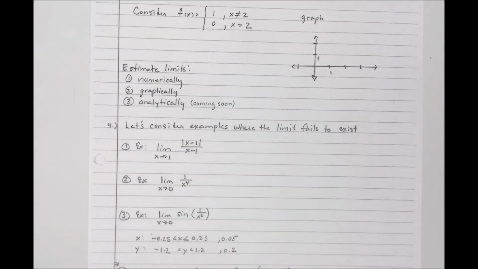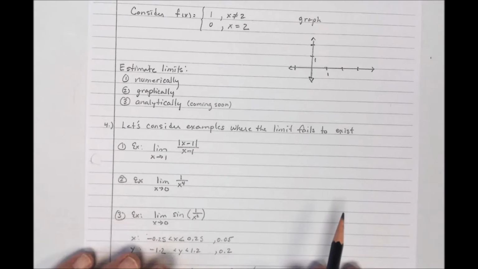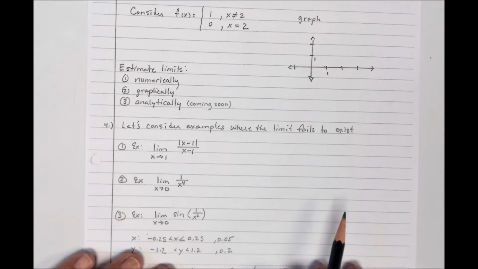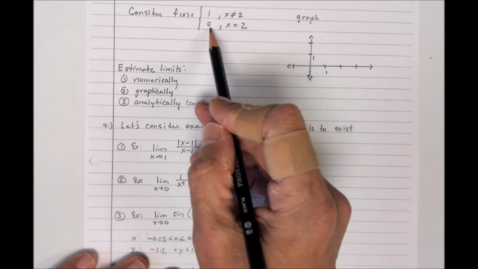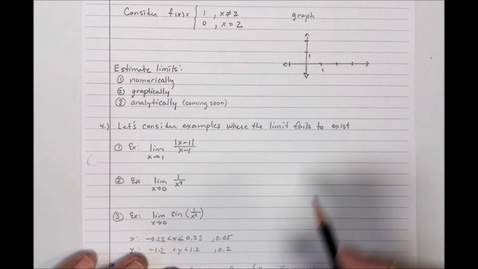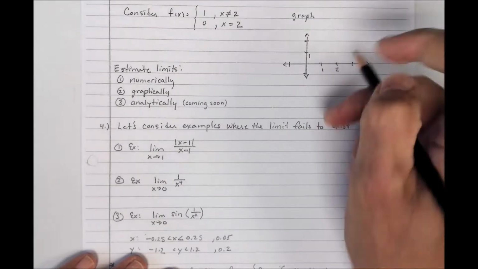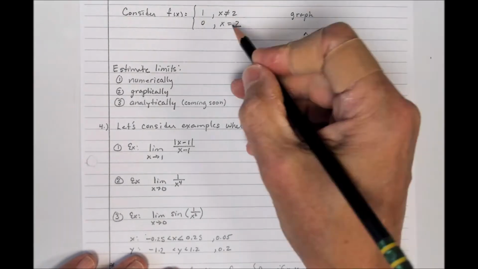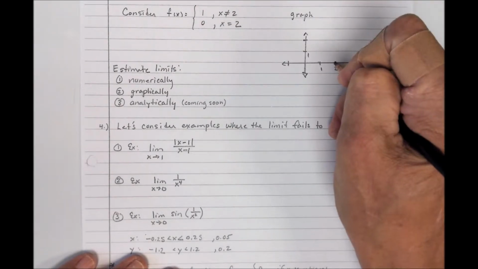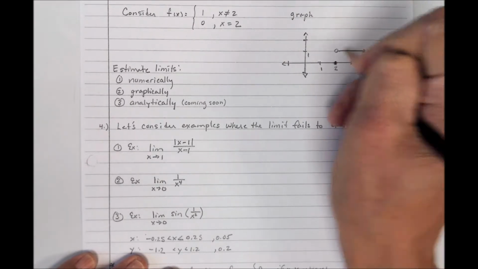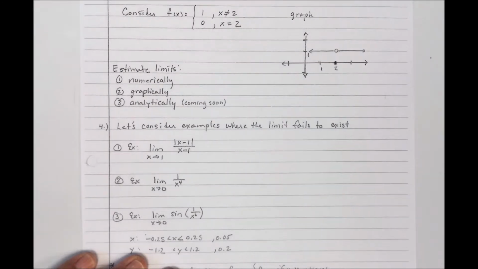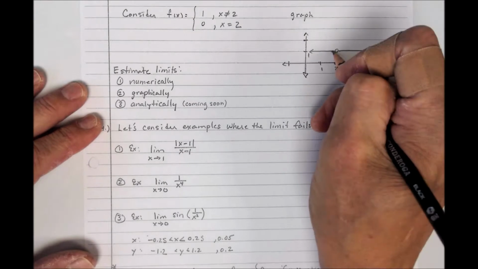Okay, one more guy here, and I'm going to do this all based on a graph because of the type of function it is. I have f of x is equal to 1 for x not equal to 2. I have f of x is equal to 0 for x equal to 2. So for x equal to 2, I get 0, but for everything other than 2, I get 1. So based on this graph, what would my limit be?